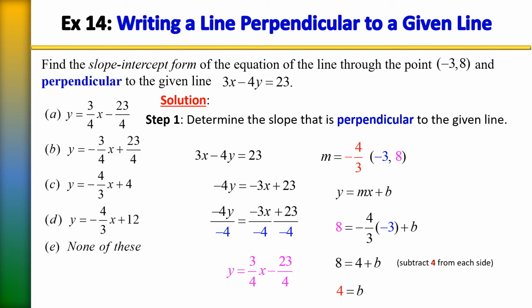-4/3 x plus b is on the back, which is 4. And that leaves us with answer choice C.